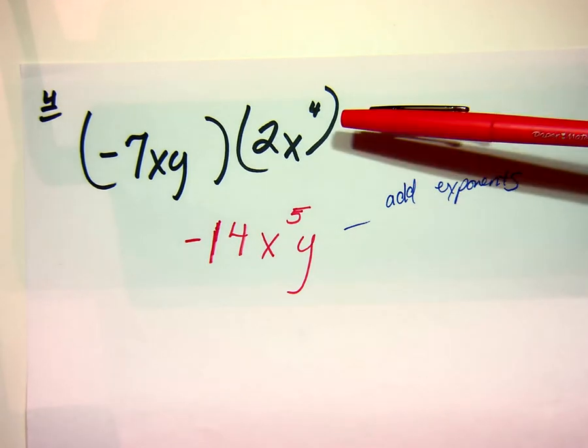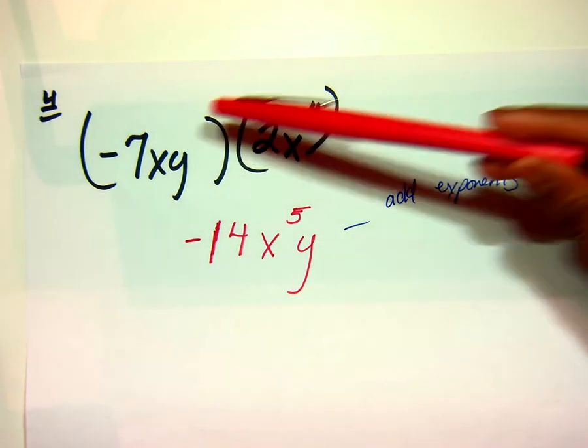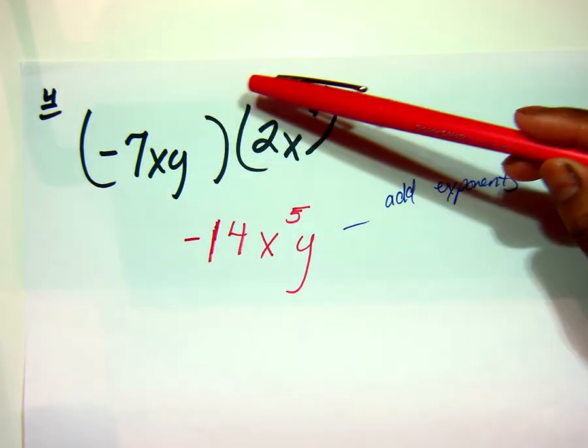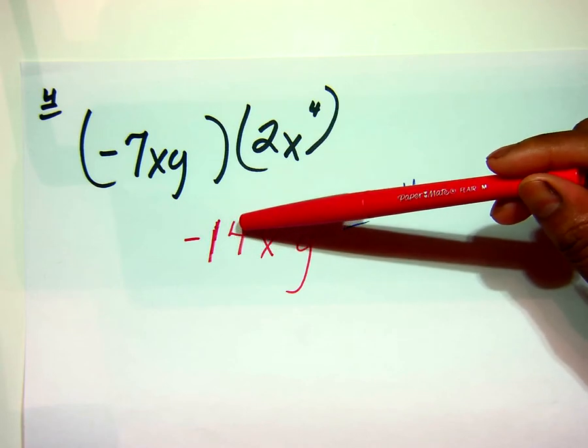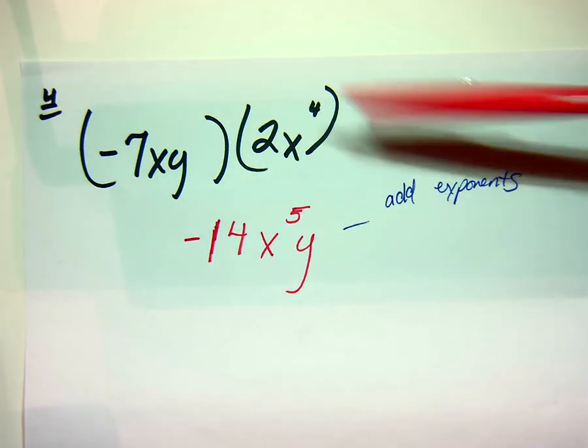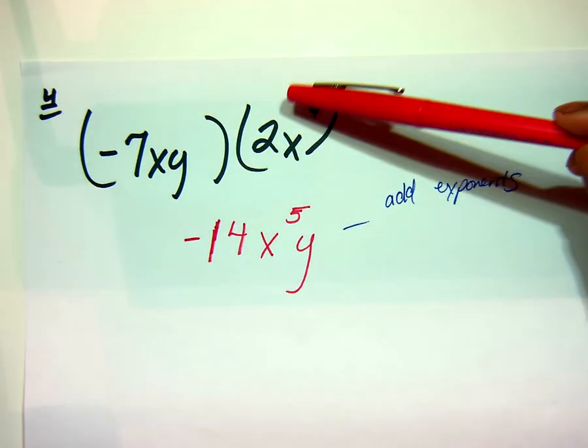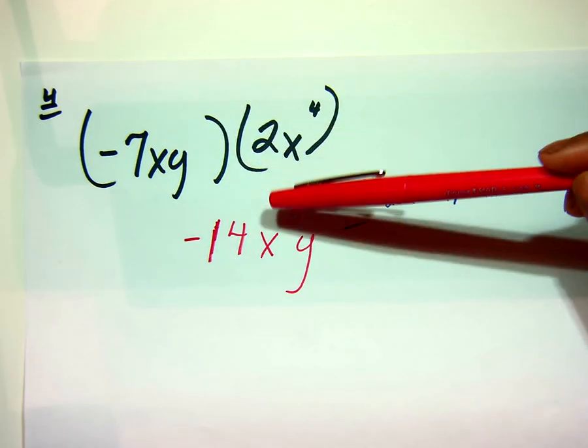So here's the initial problem. We're going to multiply the coefficients. So negative 7 times 2 gives you negative 14. You're going to add your exponent. So it's 1x right here and 4x right there. So 1 plus 4 gives you the 5.